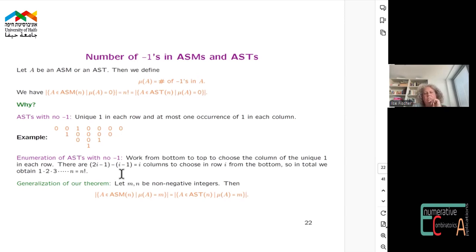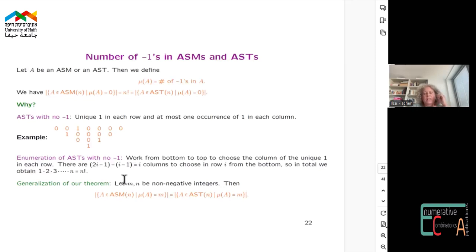So now what happens if we work from bottom to top, if we are in the ith row from the bottom? In principle, this row has 2i minus 1 elements. If you look at the array, there would be that many columns to choose, but i minus 1 columns are already taken from everything that happened below. So what is left is i columns where you can choose to have the unique 1 in the ith row if you count from the bottom.